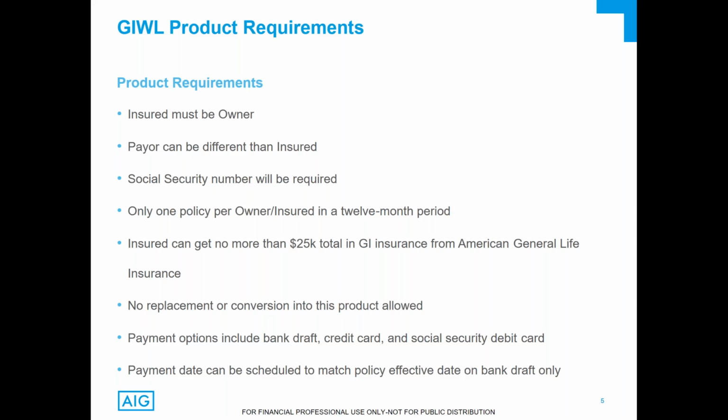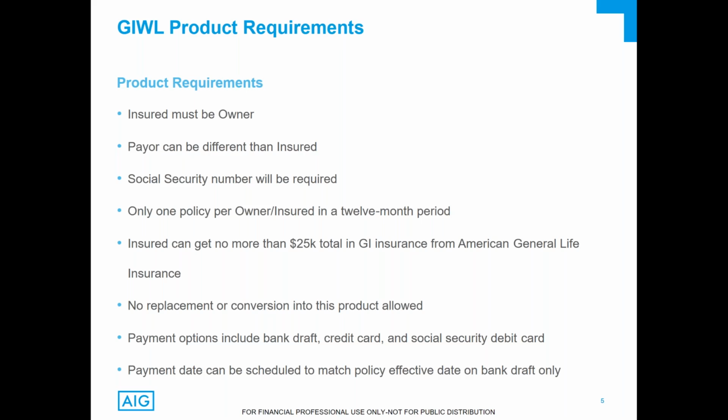We don't mind if they have other coverage elsewhere. We don't mind if they have other type of life insurance elsewhere. So that's not an issue. If they have other life insurance, that's fine. They can still apply for our product. We just do not accept replacement. That is another knockout question on the application. If you say, yes, we're replacing business, that application will not go through.